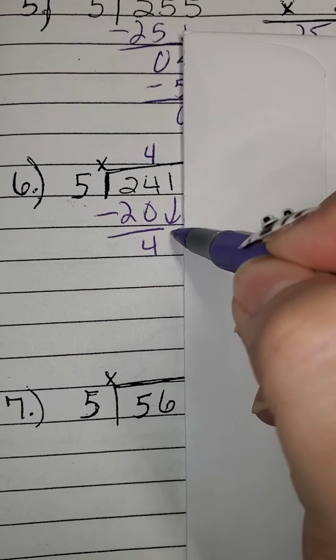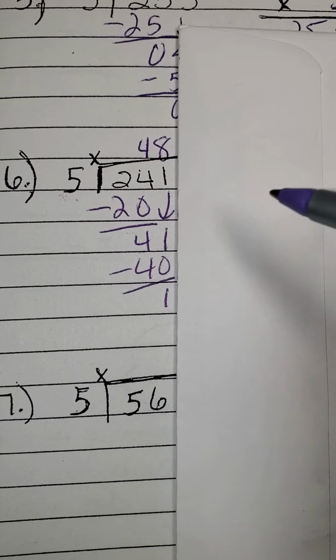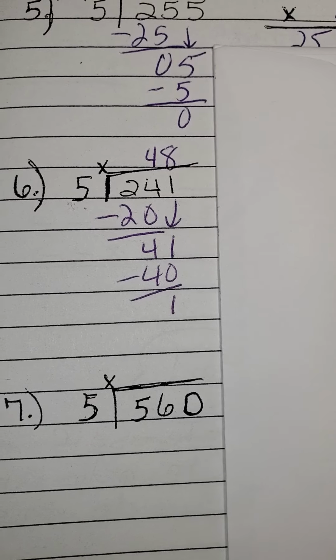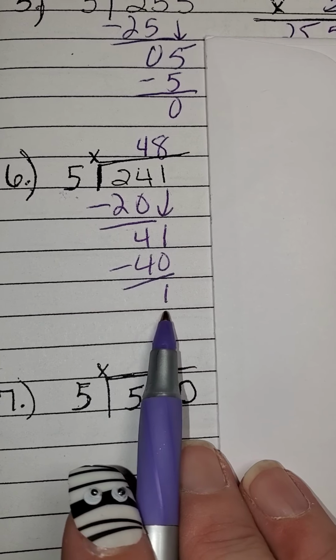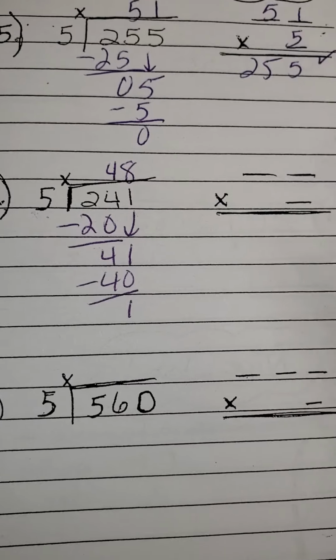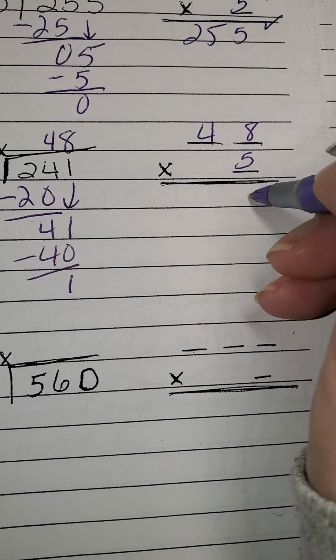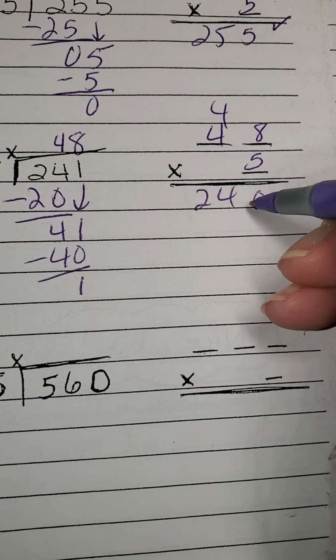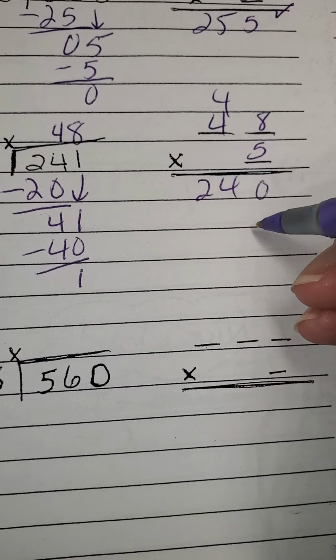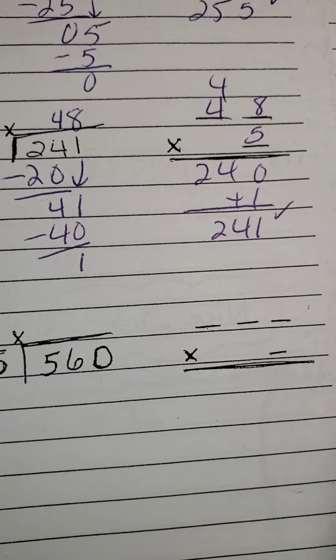Bring that down. 8 times 5, 40. Difference of 1. Uh-oh, no more up here. That must be our remainder. And in 5th and 6th grade, that's kind of where we stopped right there. So let's check and see with just a regular remainder what it would be. 240. Add that remainder. That's what remains. And then 241 balances out.